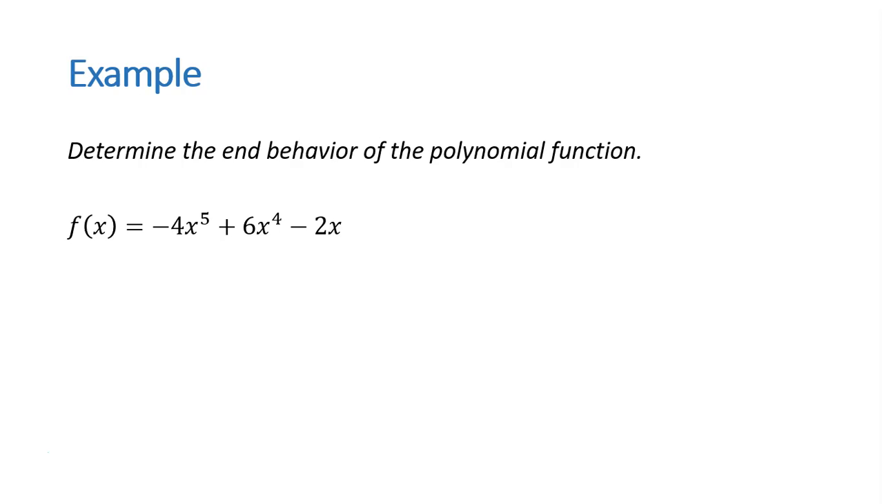So first, we need to make sure that we're actually listing our terms in the correct order. It's possible that you may be given a polynomial function where the terms are out of order. So before you try to determine the leading term, make sure all your terms are in descending order by the exponent. In this case, we have an exponent of 5, an exponent of 4, and then an understood exponent of 1. So our terms are written in order, and we can immediately identify our leading term as negative 4x to the fifth.